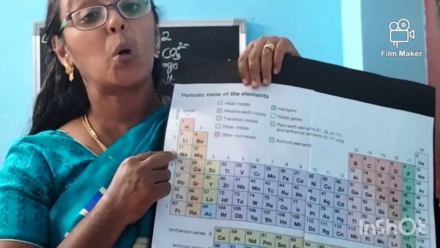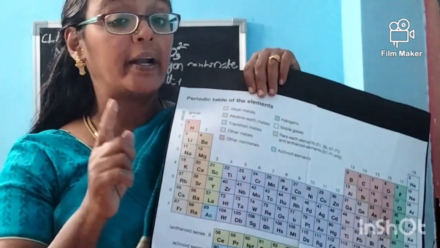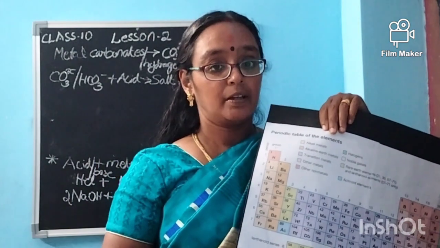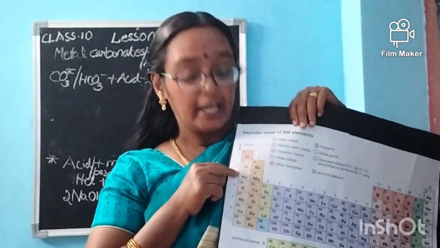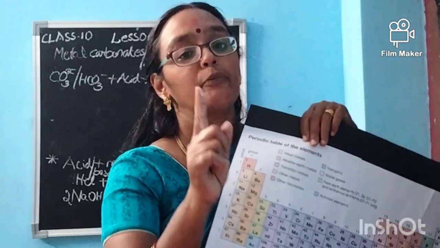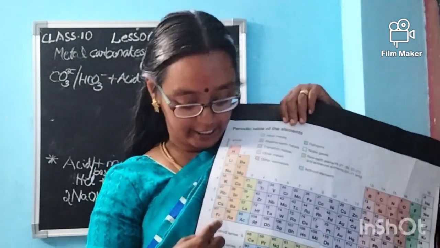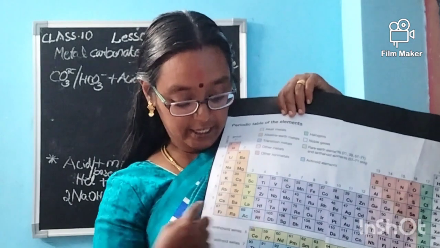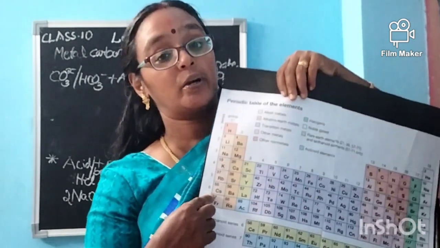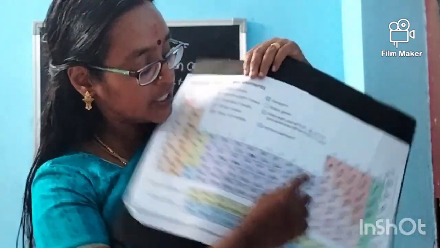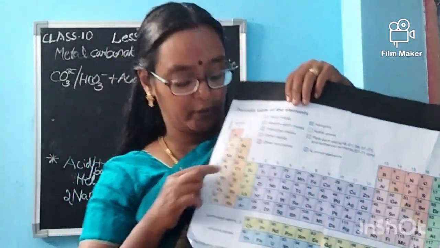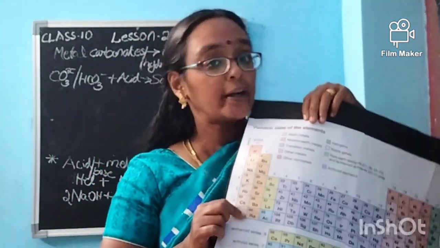Here I am taking sodium. What is the charge of sodium? It is able to donate how many electrons? Only 1 electron. Alkali metals, alkaline earth metals, all these: this group can donate only 1 electron. This group can donate how many electrons? 2 electrons. And the next group will donate like that.